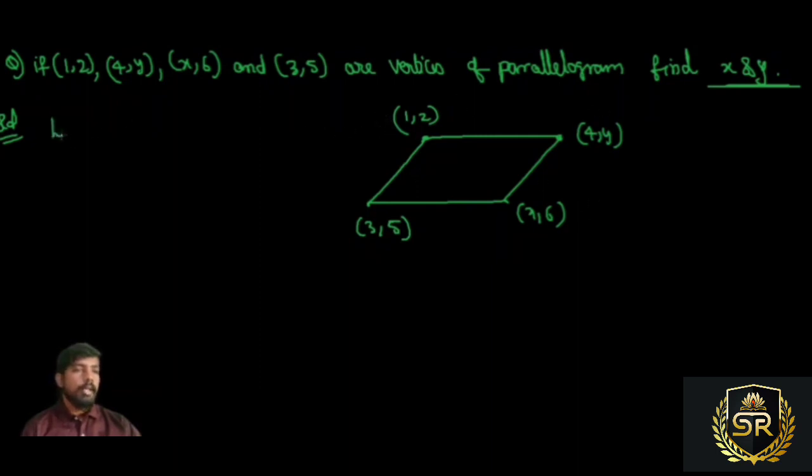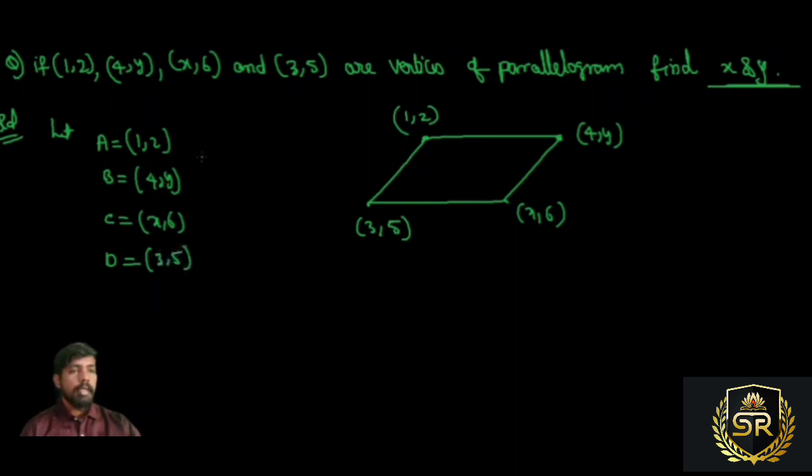So let the given points be A is (1, 2), B point is (4, y), C point is (x, 6), D point is (3, 5). Now this is A point, this is B point, this is C point, and this is D point. Now in this we will use the midpoint formula.